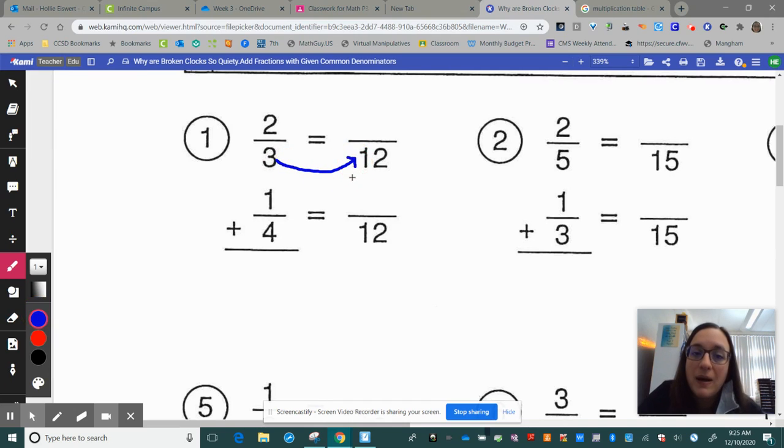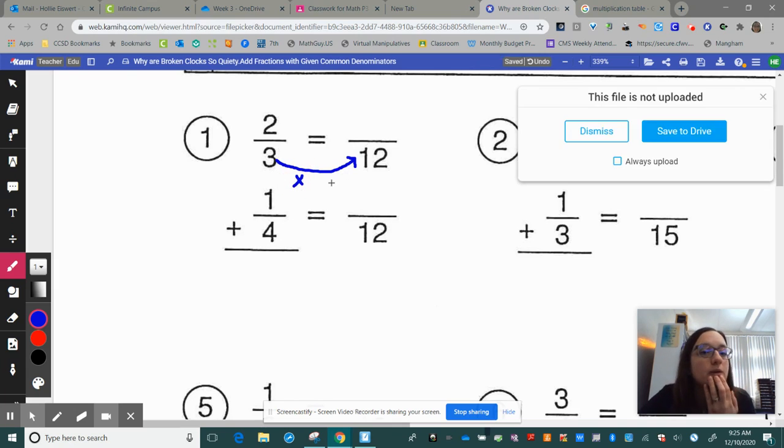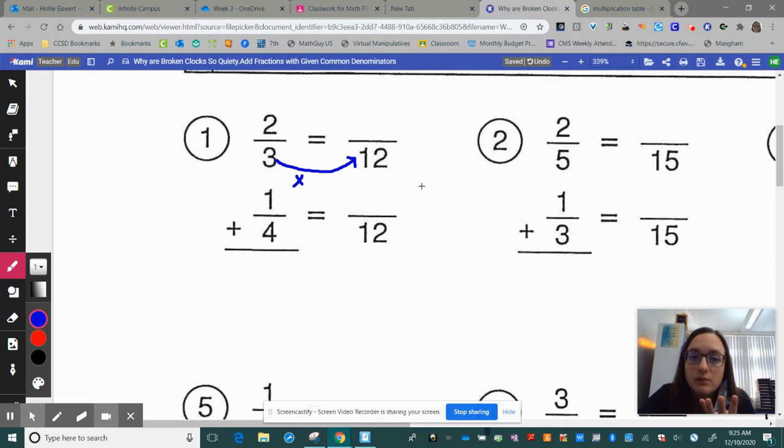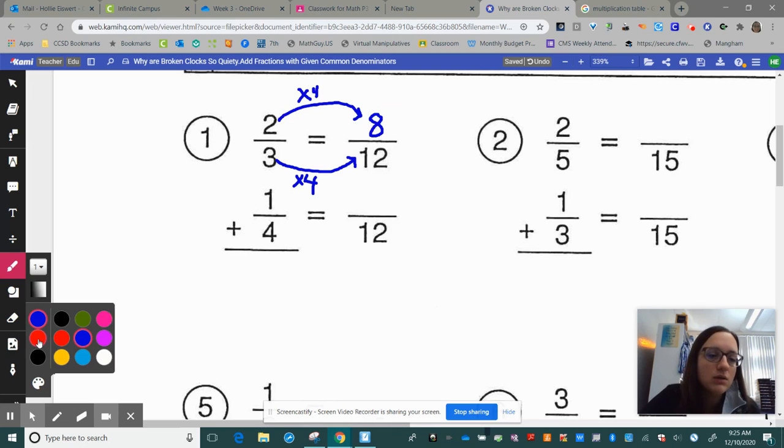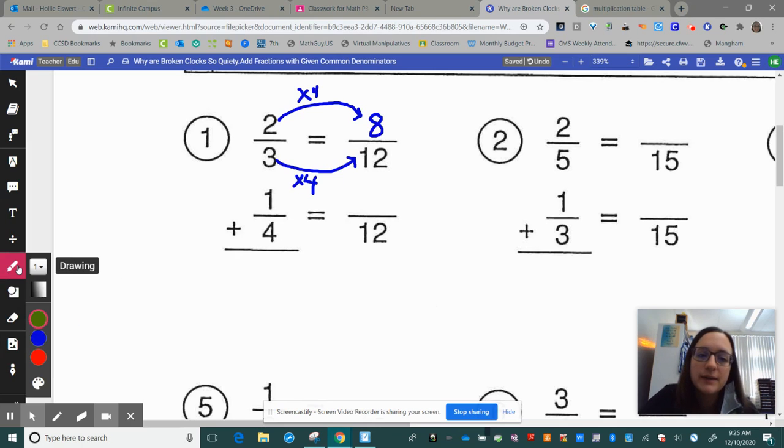What do we multiply by? 3 times what gives us 12? Think about it. 3 times 4. All right, so 3 times 4 gives us 12. Whatever we do to one side, we do to the other. So to find this missing part, we're going to multiply that by 4. 2 times 4 is 8. Ta-da! We just unsimplified our fraction. Normally we simplify and we go from 8/12 and we divide by the 4 to get down to 2/3. But for now we're unsimplifying.